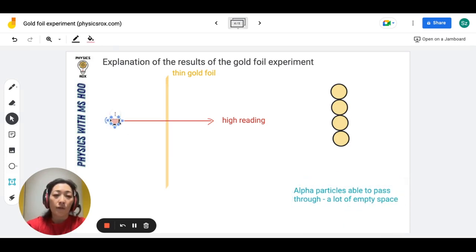Because if there was no empty space, there is no way the alpha could pass through. It would be stopped. But no, it's able to pass through. So this is an important consideration.